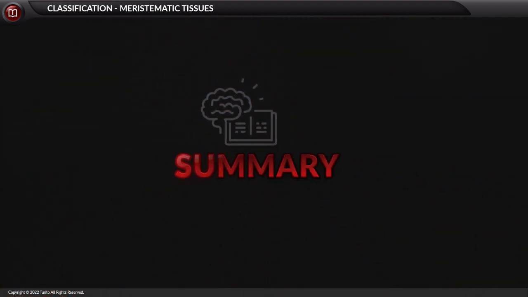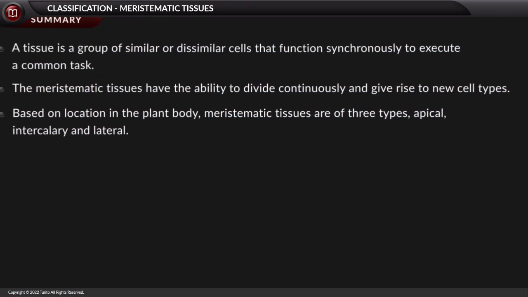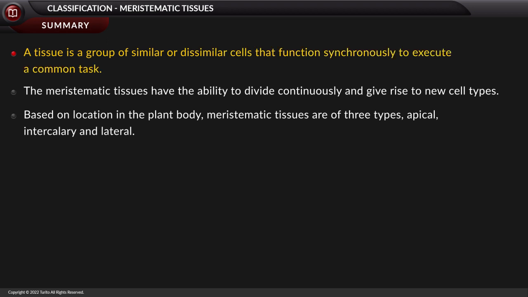Let us summarize. A tissue is a group of similar or dissimilar cells that function synchronously to execute a common task. The meristematic tissues have the ability to divide continuously and give rise to new cell types. Based on location in the plant body, meristematic tissues are of three types: apical, intercalary, and lateral.